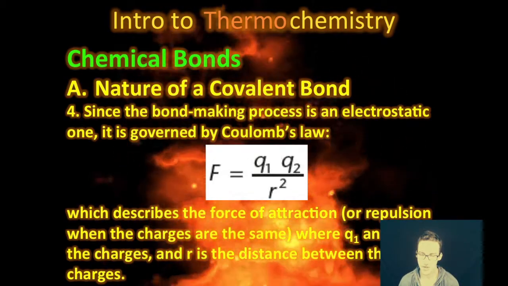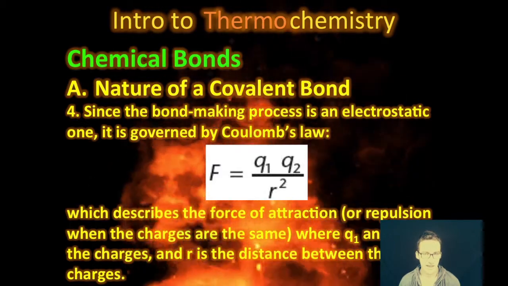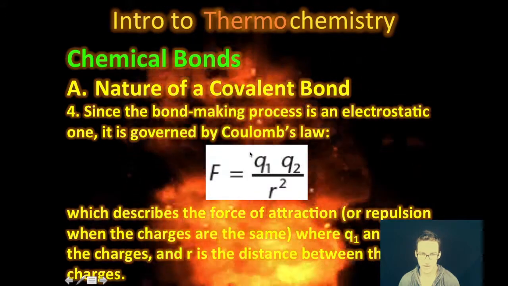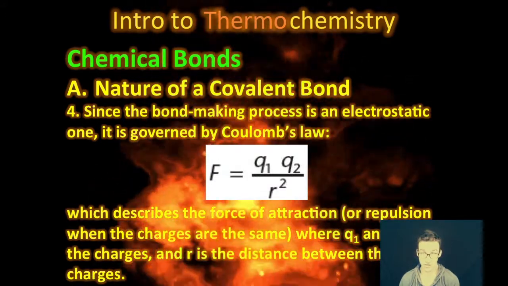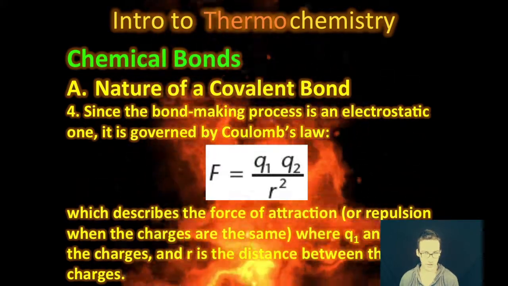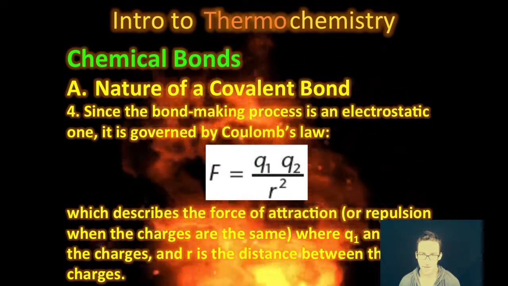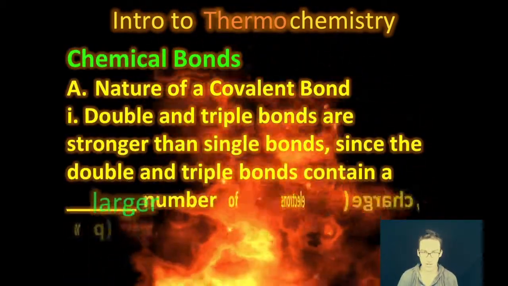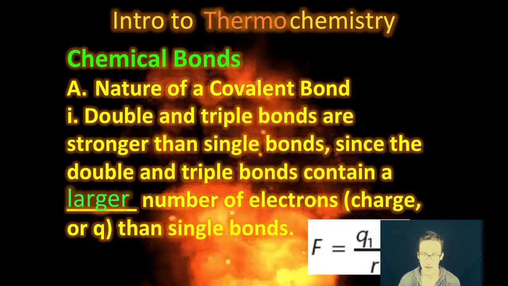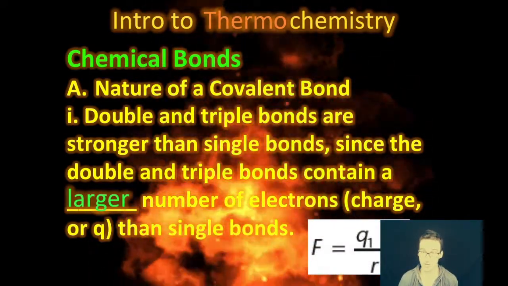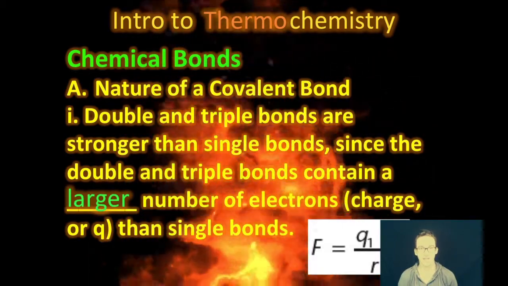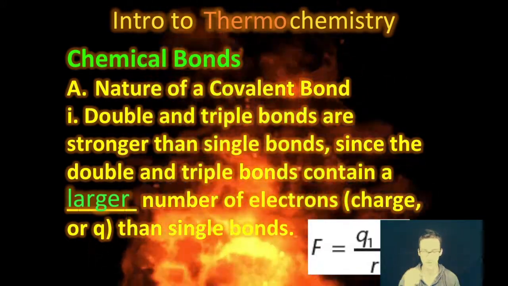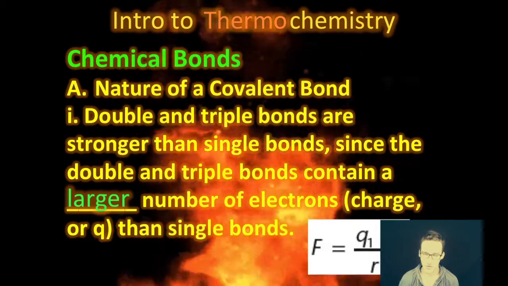It's not on your formula chart, but it's an important formula to understand, and it basically just describes the overall force of attraction that exists between particles by relating their charges, Q1 and Q2, and the square of the distance between those charges. So there are some important relationships that we can understand based on Coulomb's law. Double and triple bonds are stronger than single bonds, since they contain a larger number of electrons, or Q, our charge is bigger, our numerator is larger, and therefore those types of bonds are stronger.